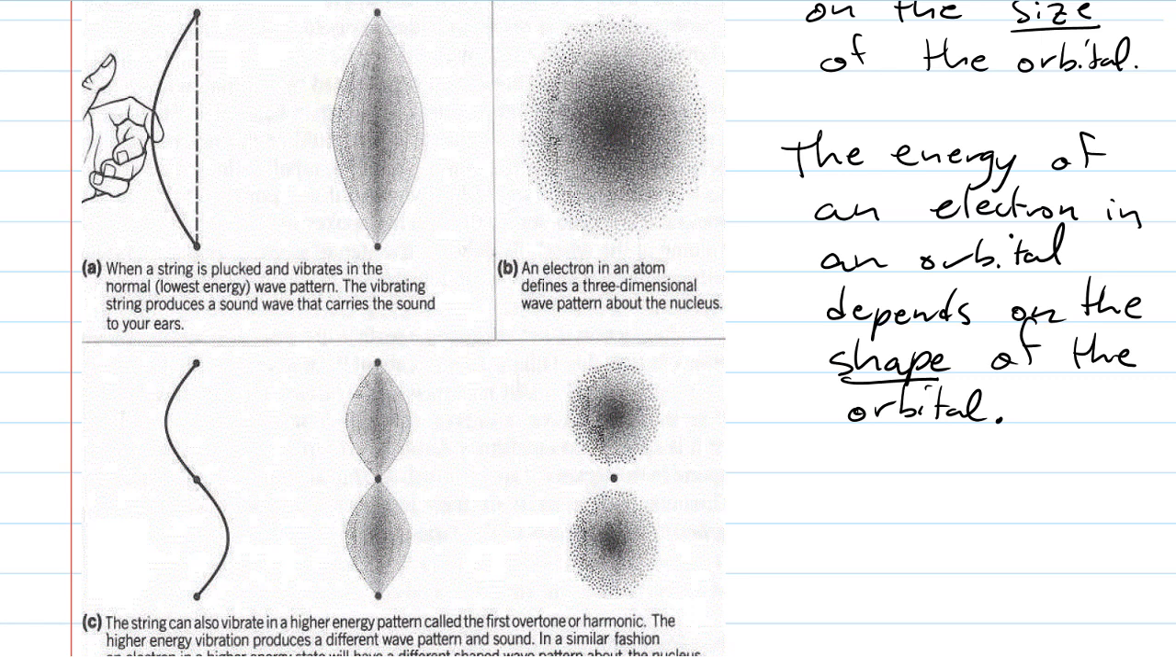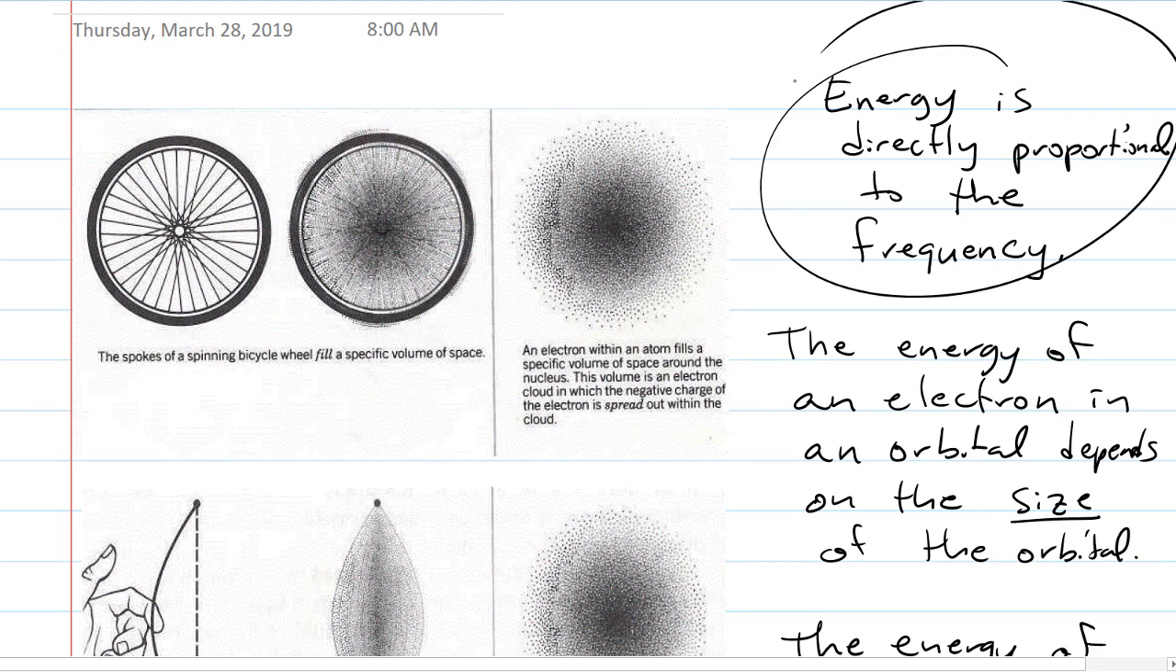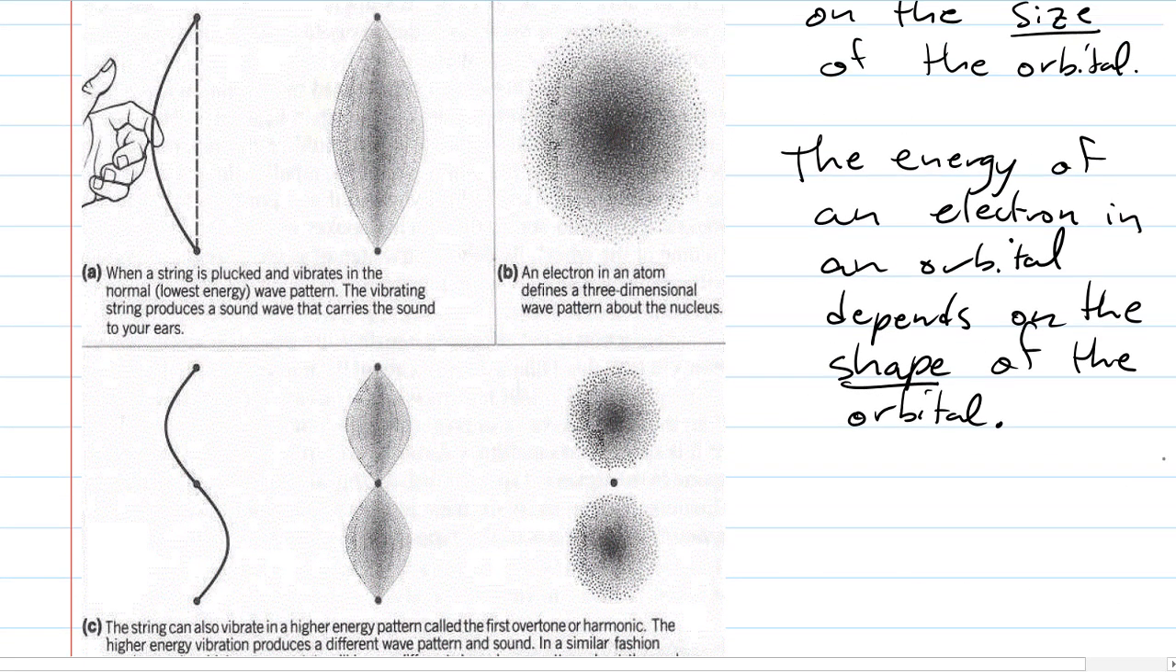Which one again has a greater energy? The one on the bottom. The one on the bottom has a greater energy because, exactly, it's a greater frequency. Energy is directly proportional to the frequency. So as this vibrating string pattern gets to be more complex, this is a greater energy vibration pattern.